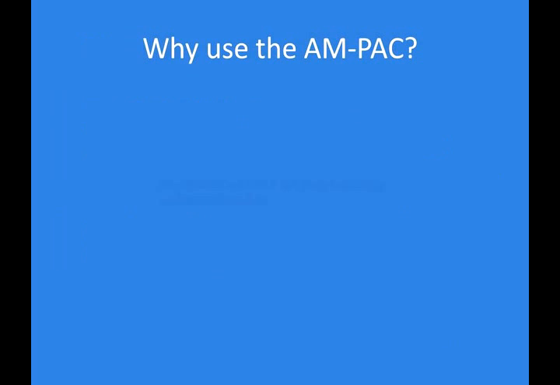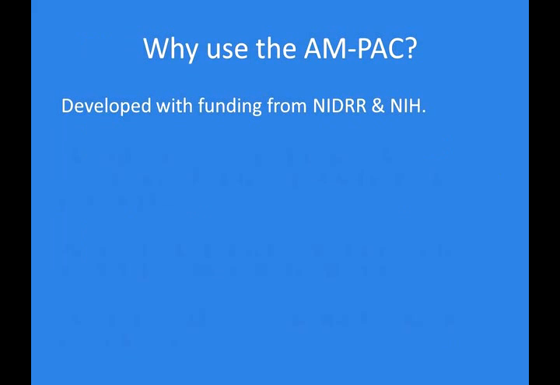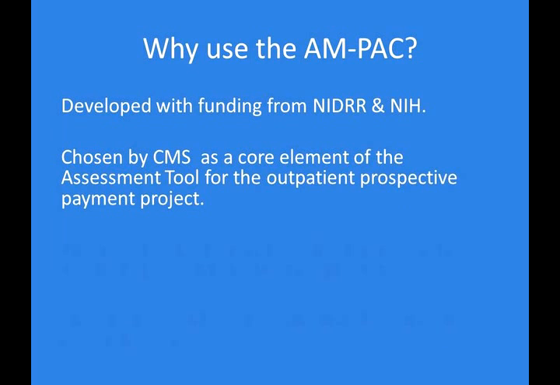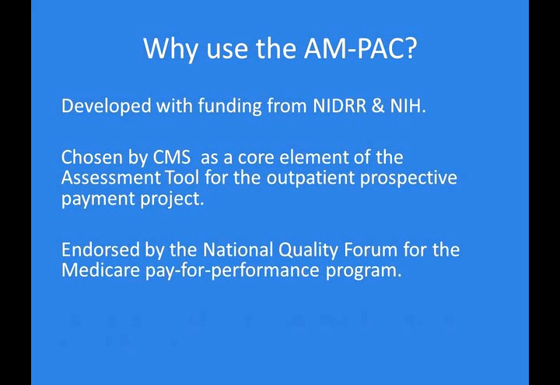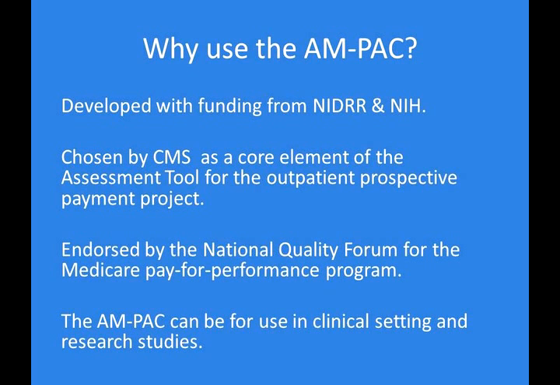The AMPAC was developed with funding from the National Institute on Disability and Rehabilitation Research and the National Institutes of Health. It has been chosen by the Centers for Medicare and Medicaid as a core element of the assessment tool for the Outpatient Prospective Payment Project, and it has been endorsed by the National Quality Forum for the Medicare Pay for Performance Program. The AMPAC has been used to monitor clinical outcomes for inpatient and outpatient settings. The AMPAC has also been used as an outcome measure in several research projects.